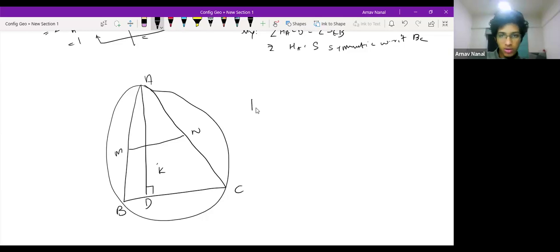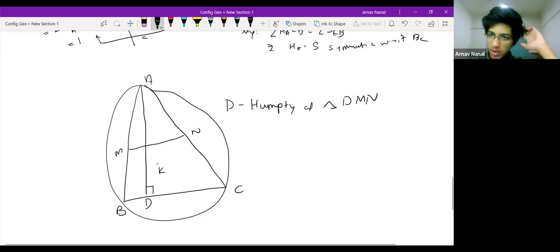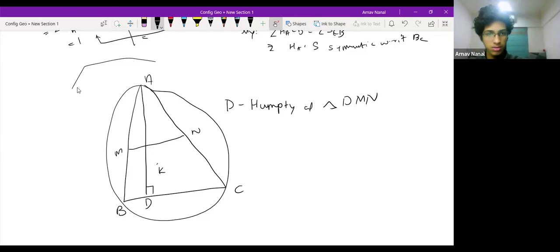Okay, so what can you say about the Humpty point? Sorry, the Humpty point of triangle TMN. Okay, maybe let's do this later. Let's first do another one, or maybe we can complete them quite independently.